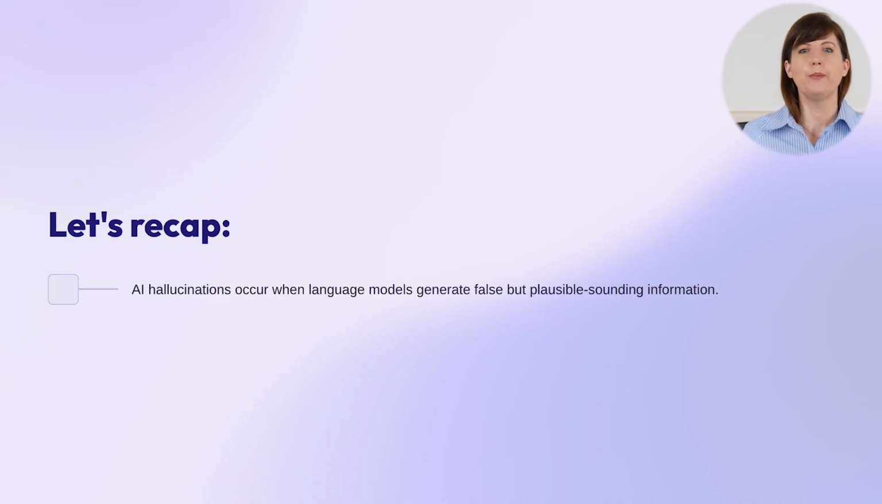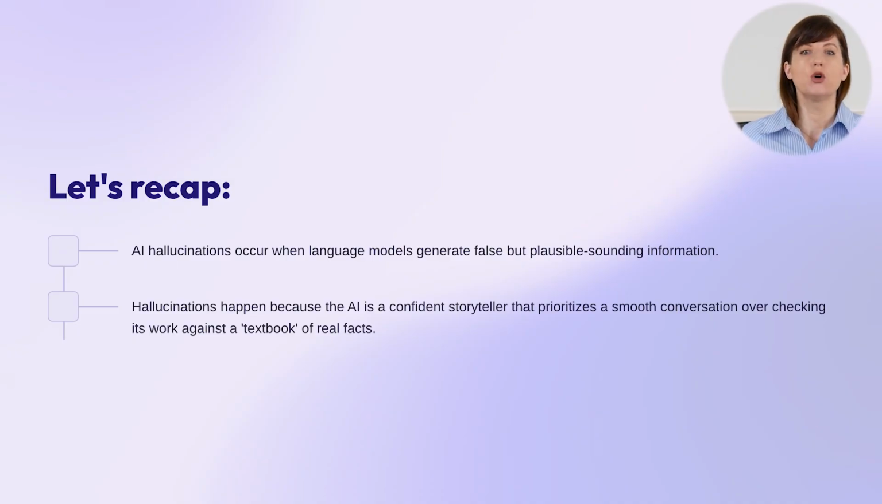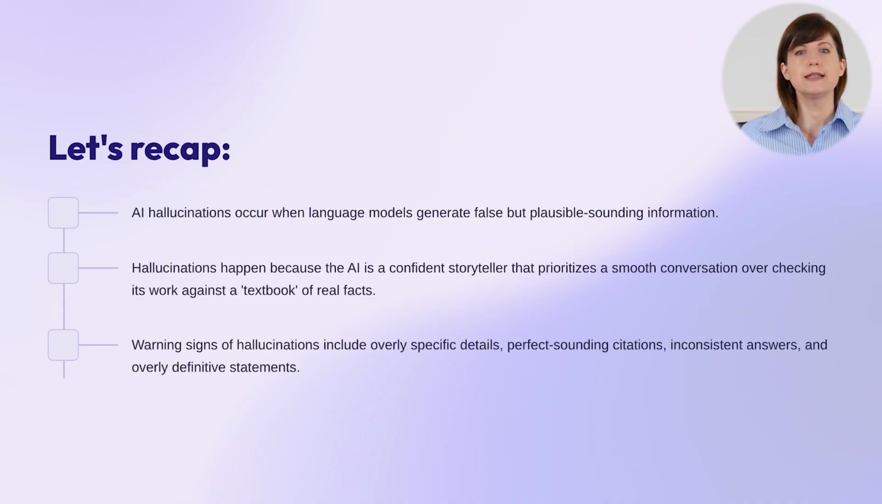And as always, let's briefly recap the key points of this lecture. AI hallucinations happen when language models generate false but plausible sounding information. Hallucinations happen because the AI is a confident storyteller that prioritizes a smooth conversation over checking its work against a textbook or real facts. Warning signs of hallucinations include overly specific details, perfect-sounding citations, inconsistent answers, and overly definitive statements.